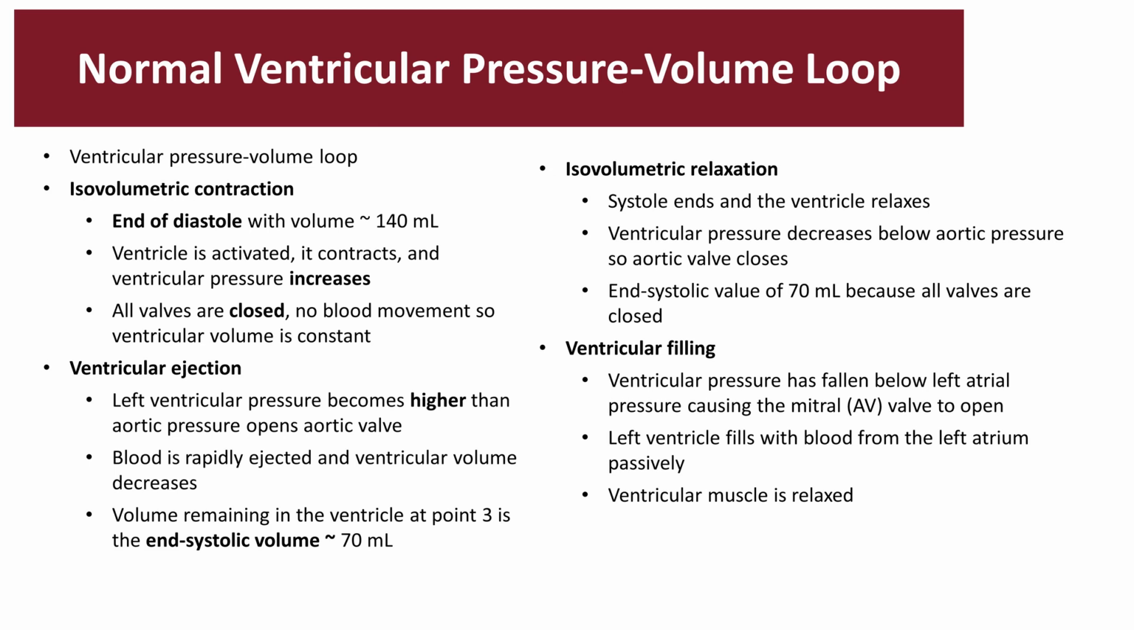We'll start off with the ventricular pressure volume loops. The first phase is also known as isovolumetric contraction. This goes from 1 to 2. This is the point where there is the end diastolic volume of roughly about 140 mLs of blood. The ventricle is activated, it gets contracted, and ventricular pressure shoots up. All the valves are closed, and there's no movement of blood at this particular time. So the ventricular volume between both sides are constant.